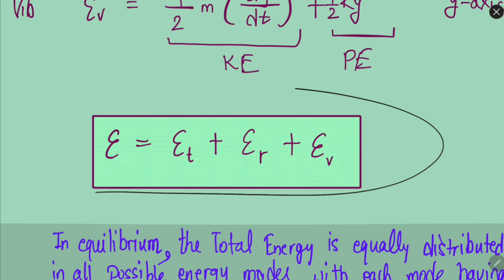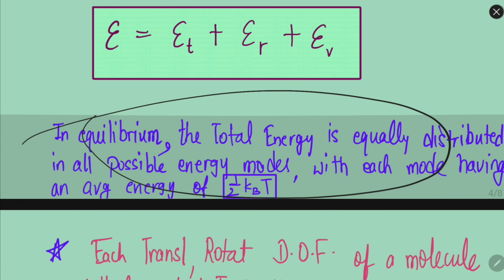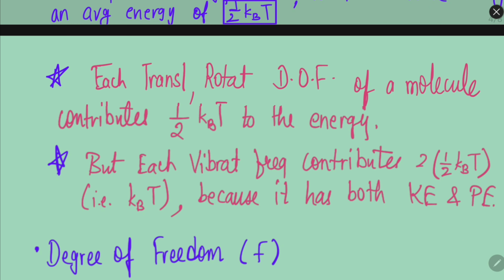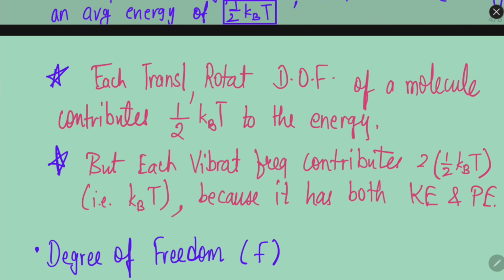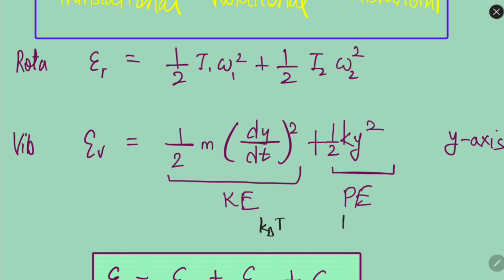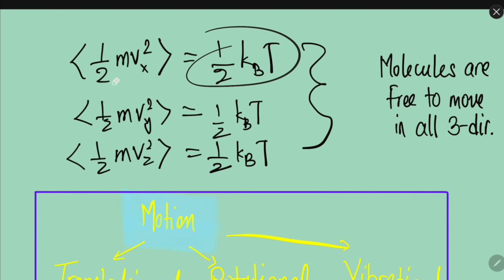So ultimately the total energy will be due to translational, rotational and vibrational components, and in equilibrium total energy is equally distributed in all possible energy modes, with each mode having half kBT. For each translational and rotational mode we have half kBT, and for each vibrational mode we will have 2 into half kBT, because one is for kinetic, one is for potential, so that is kBT. So this means this is kBT, this is kBT, this is half kBT, this is half kBT, this is half kBT, this is half kBT, this is half kBT.